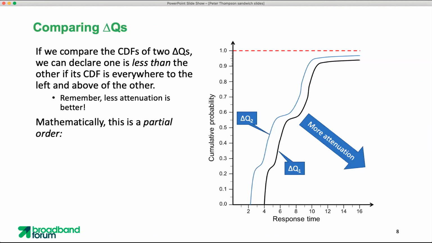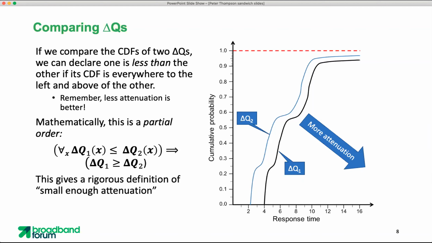And mathematically, this is something called a partial order, because these curves might cross and then we couldn't say the one was bigger or smaller than the other. But if they're like this, if they satisfy a relationship like that, which is just a mathematical way of saying what I just said, then we say one of them is definitely smaller. And we can use this to produce a rigorous definition of what we mean by quality attenuation being low enough.